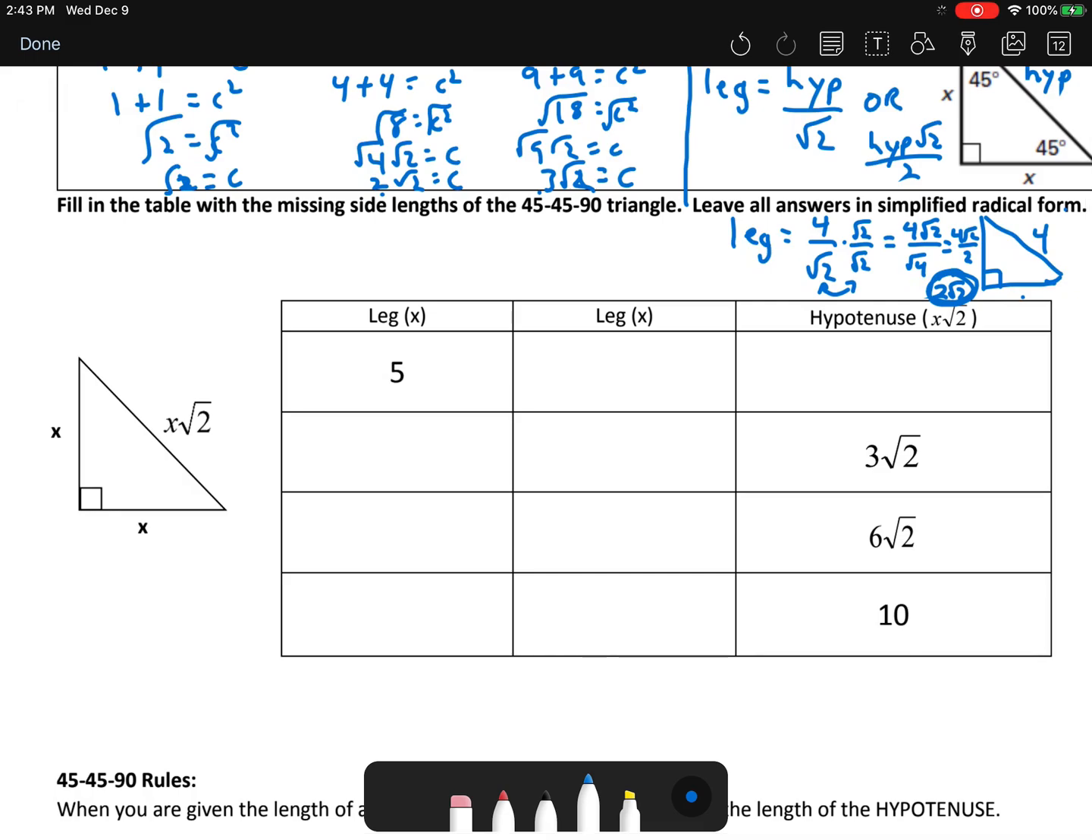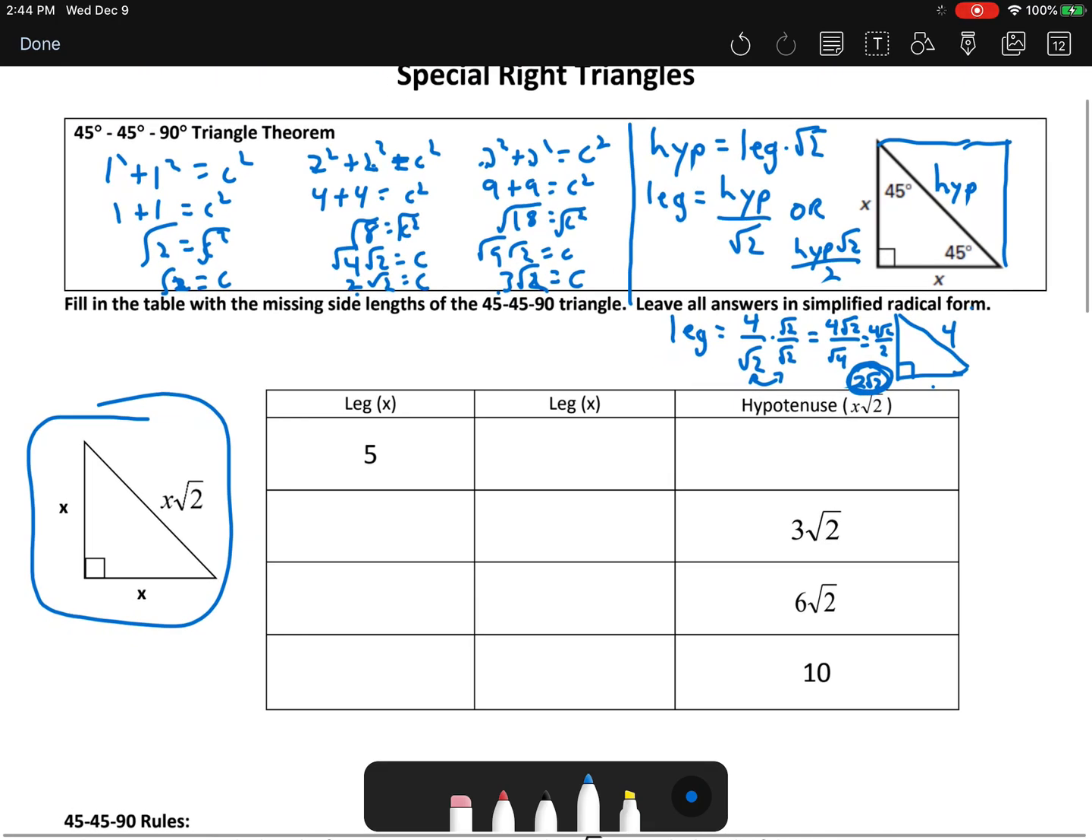Here is the problem that I would always have. I would have this picture. Leg is x, the other leg is x. So the hypotenuse is x times radical 2, whatever x is, whatever the leg is. And then I would write them out as well. I would write these formulas and have them handy.